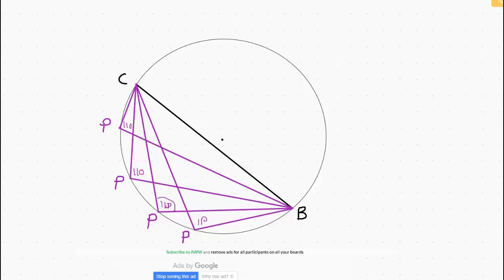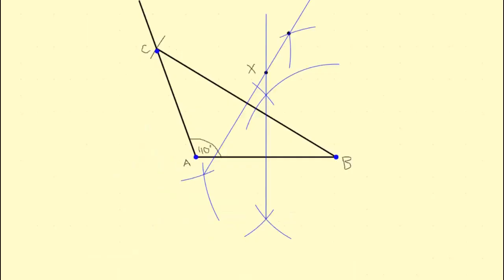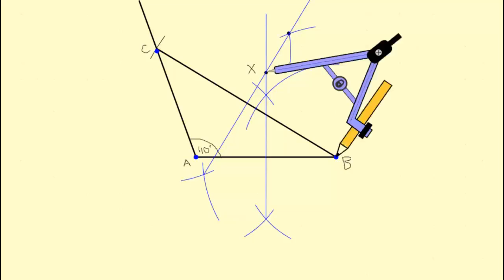To draw this circle we need a radius and the center. This point is the center of the circle, as we know that the distances of this X from B, C and A are equal. Open the compass from X to B. This is the locus of point B.